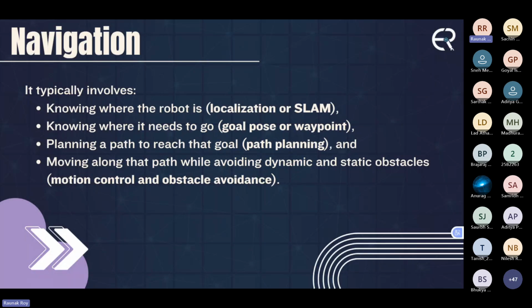Complete navigation pipeline has four main components. First is knowing where the robot is, which is its localization. Second is knowing where it needs to go, which is the goal. The third is planning a path. And fourth is moving along that path while avoiding obstacles.